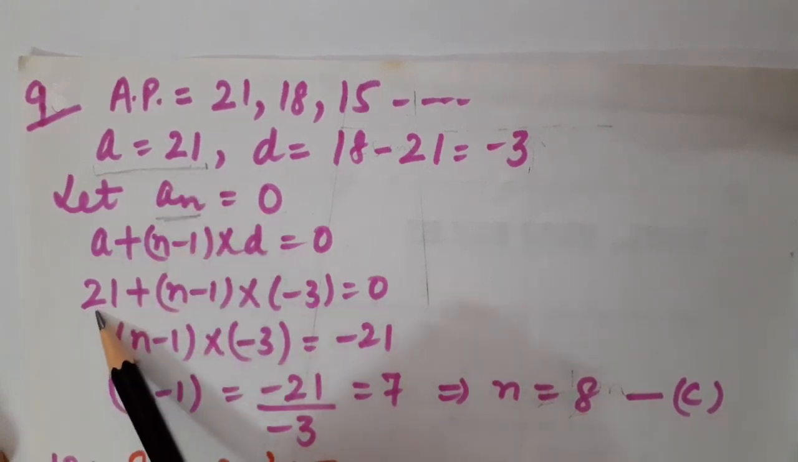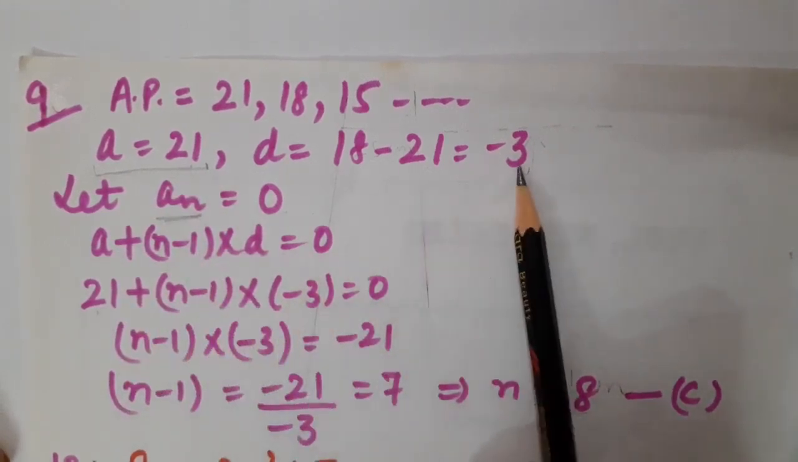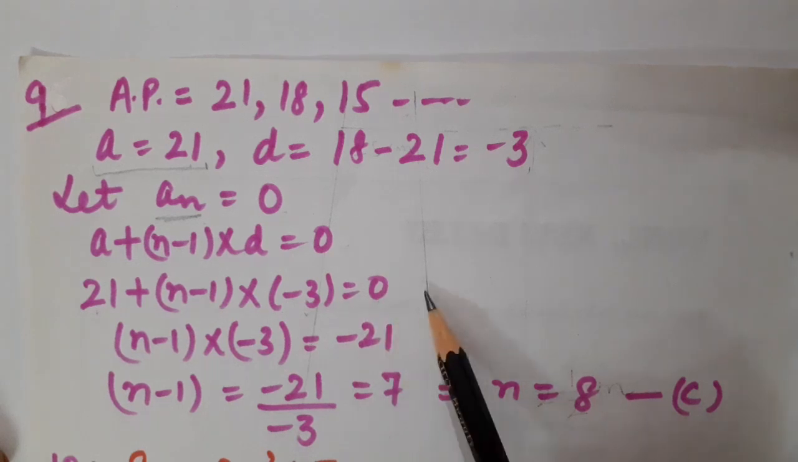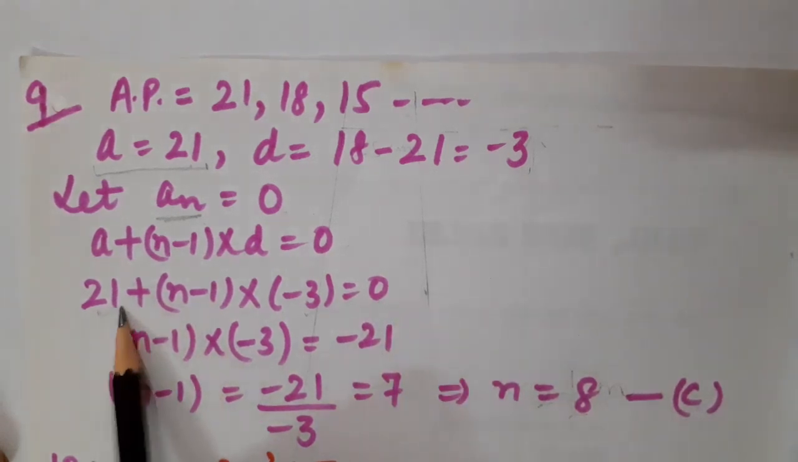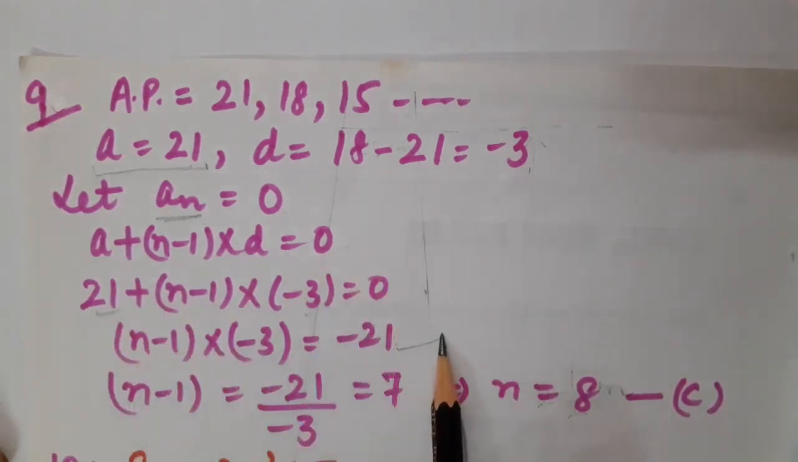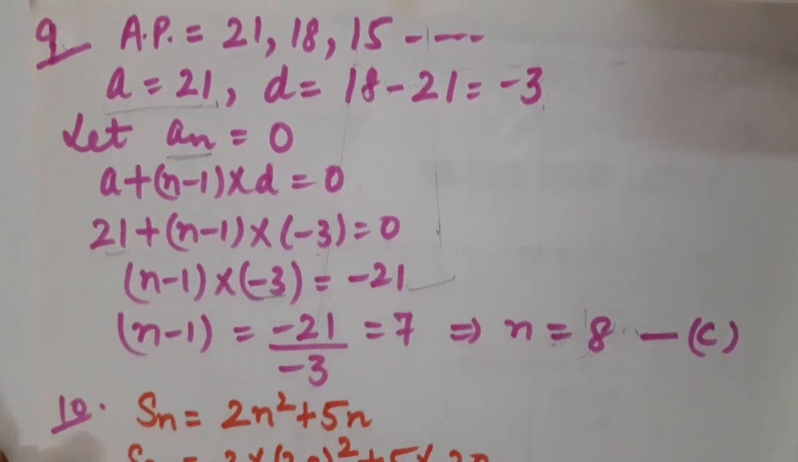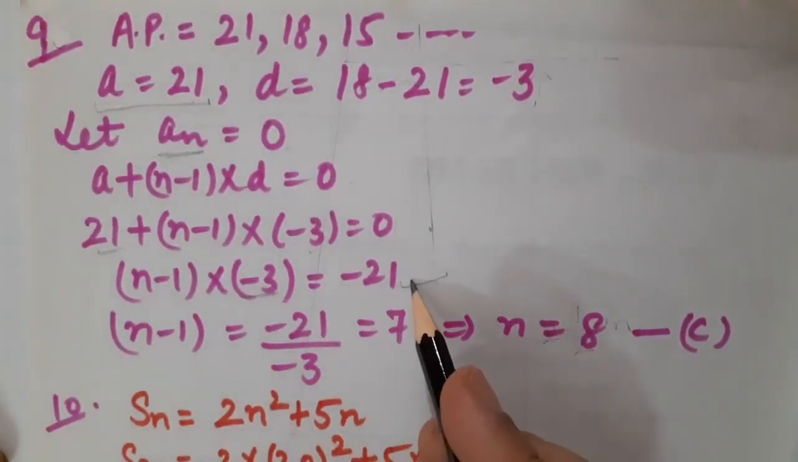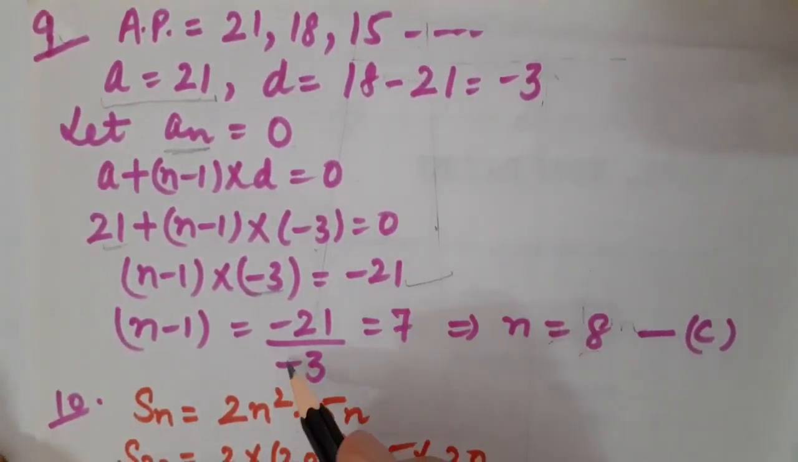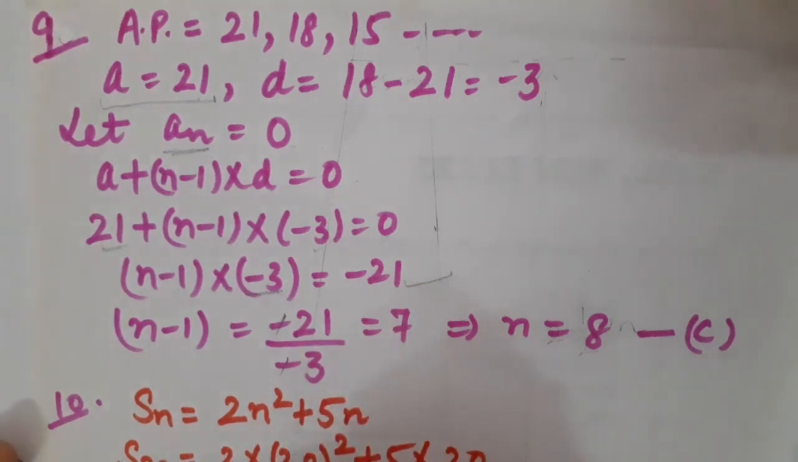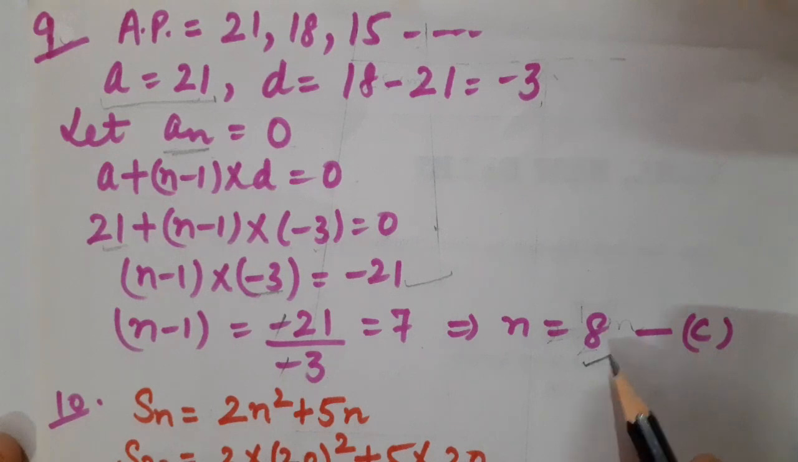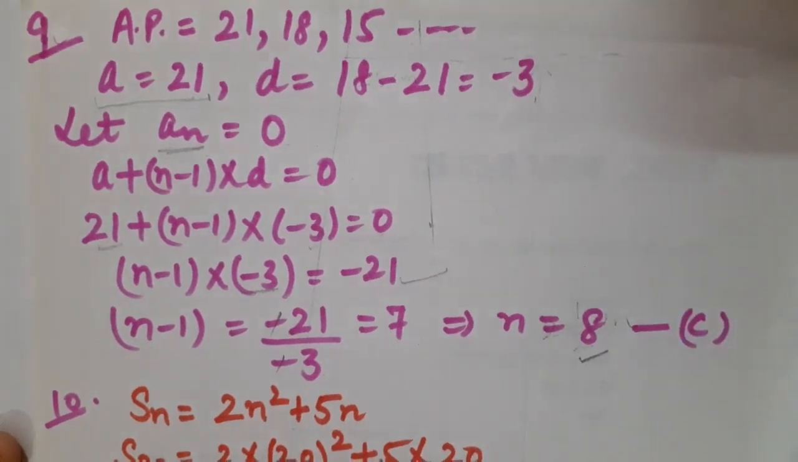So an is equal to a plus (n minus 1) into d is equal to 0. Put a is equal to 21 plus (n minus 1) into d, where d is minus 3, is equal to 0. So this 21 is going to the right hand side, it would become minus 21, and this minus 3 multiplying with n minus 1 must be divided. So it will become n minus 1 is equal to minus 21 upon minus 3. Minus and minus are going to be cancelled. So 3 7s are 21. So what is the value of n? n is equal to 8, which is option number C.